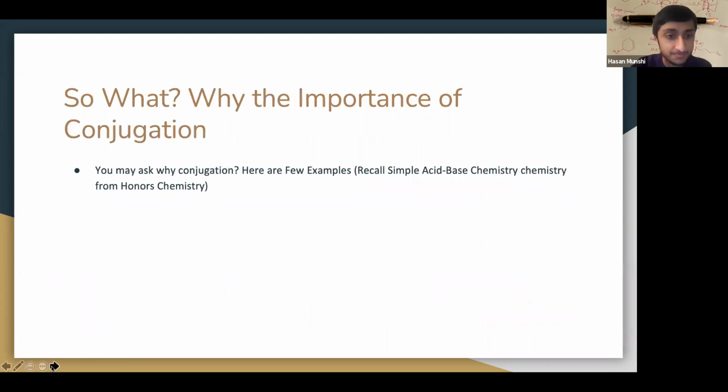But yeah, let me ask, why conjugation? What's the importance of conjugation, other than what I've been saying the entire time? So the importance is reactivity. So here's an example. Recall from acid-base chemistry from honors chem that acids give protons or hydronium ions in solution, and bases remove protons from stuff.